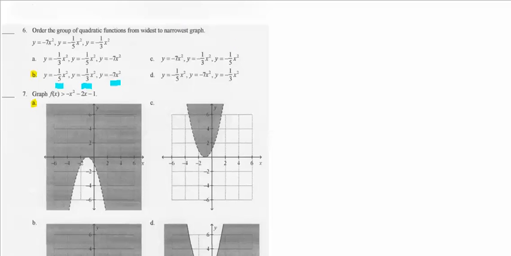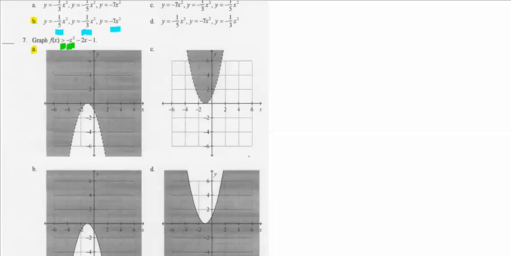Okay, and number 7, remember it says order the group of quadratic functions from widest to narrowest. The smaller the number, the wider the graph. And we're looking at absolute value only. So the smallest number in absolute value is 1/5. Then we have 1/3, and then we have 7. That's why it's B.